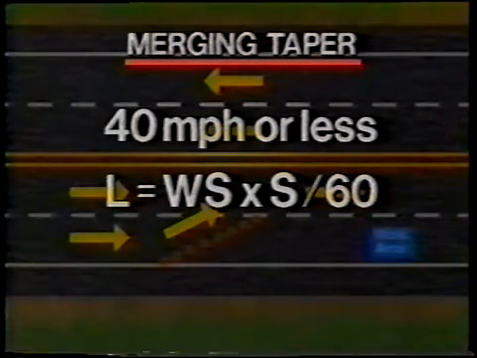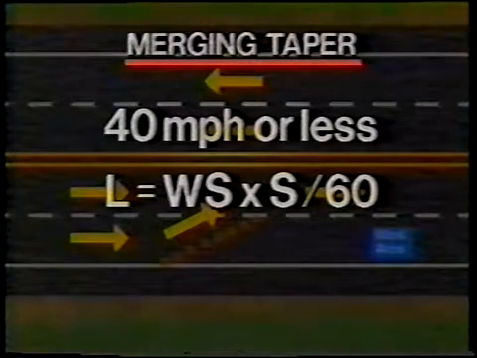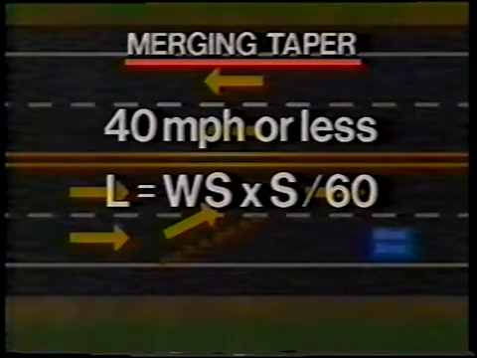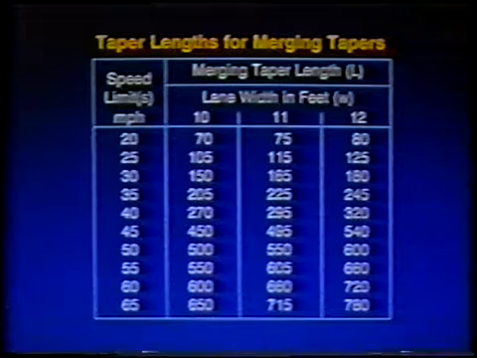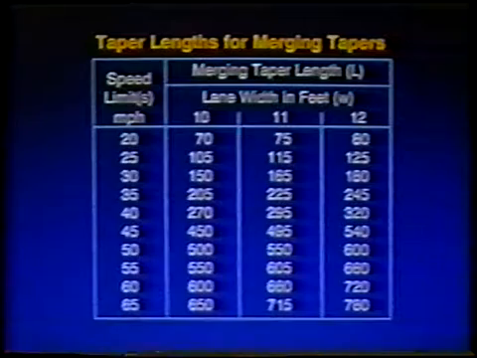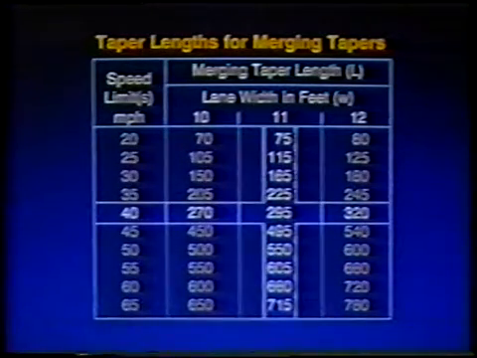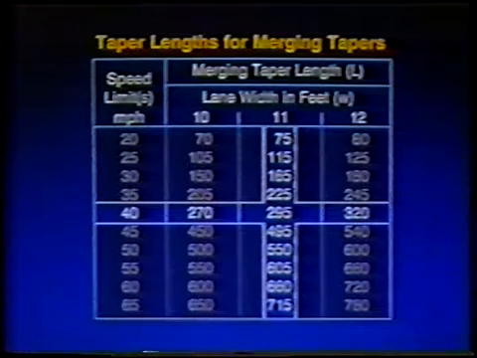For speeds of 40 miles an hour or less, the length of the taper should be at least the product of the width of the lane times the speed limit times the speed limit divided by 60. This is actually the high-speed taper multiplied by the speed limit divided by 60. In most tables, the equation goes like this. Most state and local manuals include tables showing the required taper lengths for various speeds and lane widths. For example, a 40-mile-per-hour speed limit and an 11-foot lane requires a 295-foot merging taper.